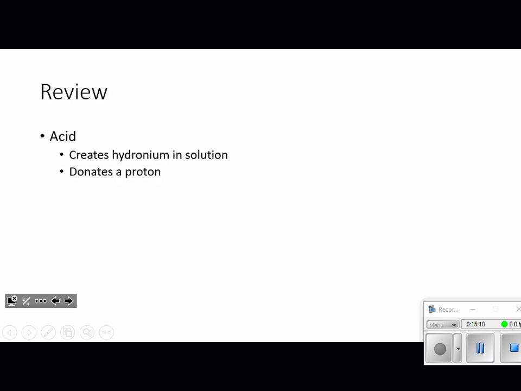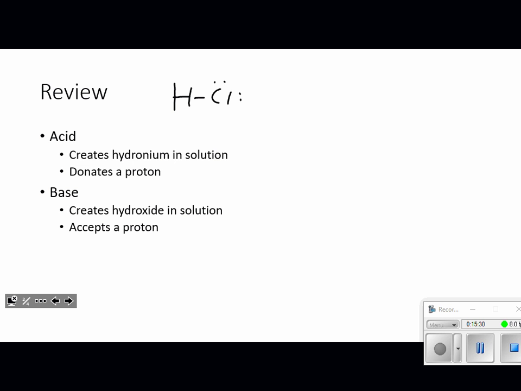So, first off, again, this is what we talked about with what makes something an acid, what makes something a base. An acid creates hydronium in solution. It donates a proton. A base creates hydroxide in solution, accepts a proton. Again, I could draw out the example like HCl. If you put HCl in water, what happens is a pair of electrons creates a bond to that hydrogen. So in essence, the HCl is donating that H+. Then this bond breaks and gives 2 electrons for the chloride ion.